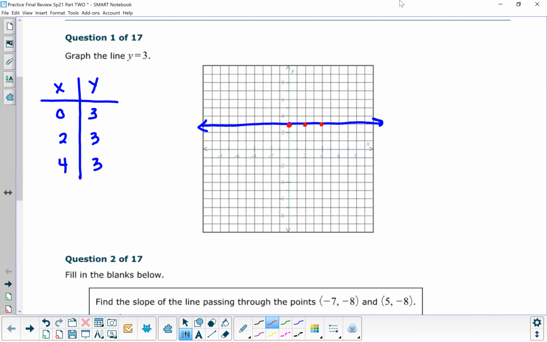So you can either come up with the points or you just memorize that when it's y equal to some constant, it's going to be a horizontal line. And if it were x equal to a constant, it would have been a vertical line.